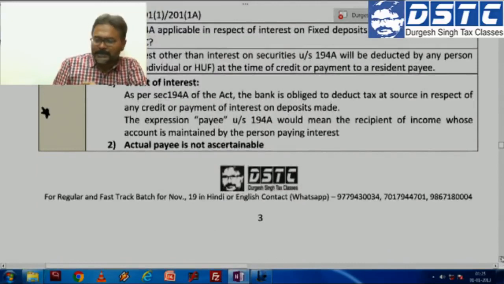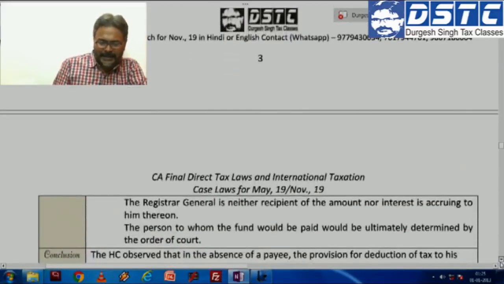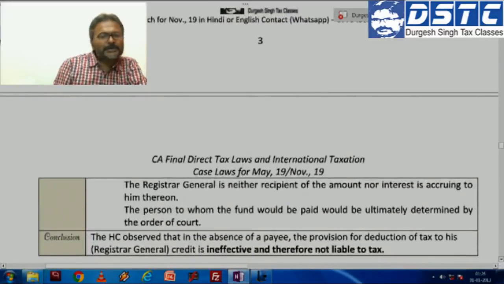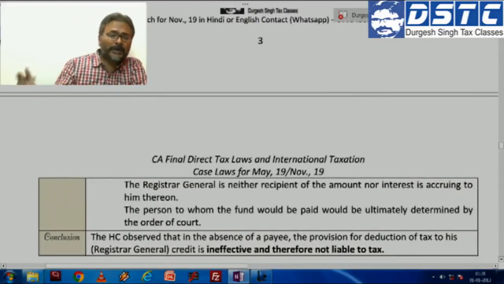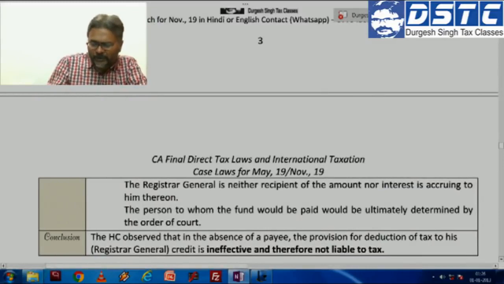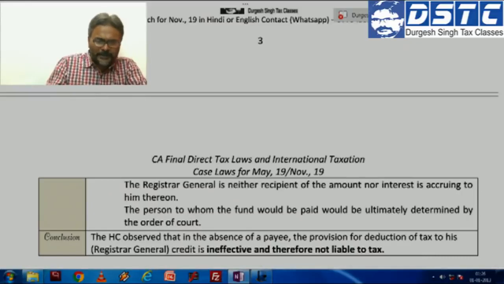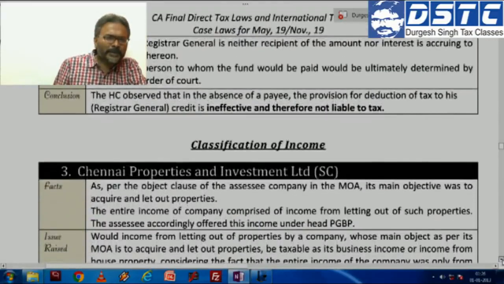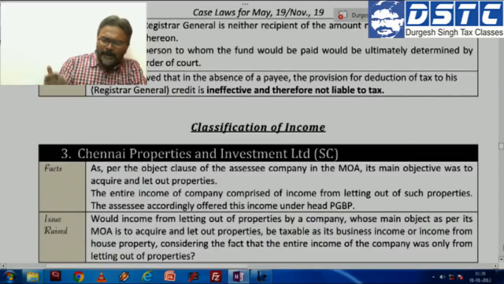Actual payee is not ascertainable in this case. The Registrar General is neither a recipient of the amount nor is interest accruing to him thereon. The person to whom the fund would be paid would be ultimately determined by the order of the court. So this precisely was the judgment in the context of the analysis that they have done, and finally the conclusion. So this is how the entire judgment, students, was delivered.